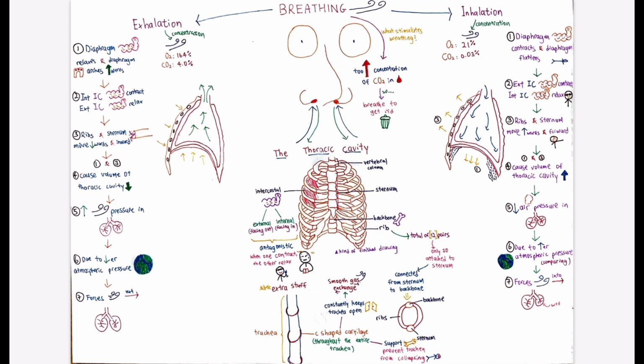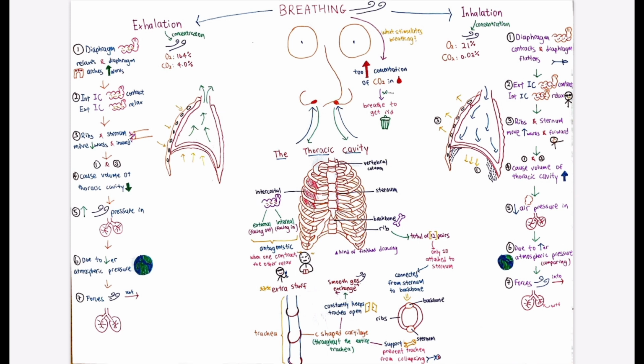Some additional features to take note of are the presence of C-shaped cartilage along the entire length of the trachea. The trachea, also known as the windpipe, is the tube that connects the nasal cavity to the lungs, and is a pathway in which air travels to get in and out of the lung. The presence of C-shaped cartilage is an adaptive feature to ensure that the trachea is constantly kept open to facilitate gaseous exchange. Now, we move on to the actual exchange of gases.